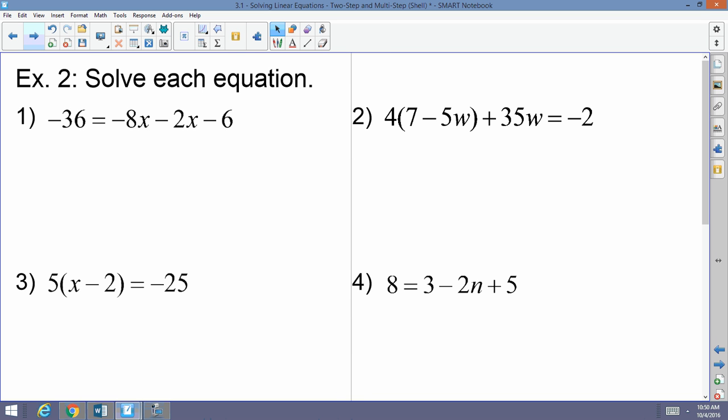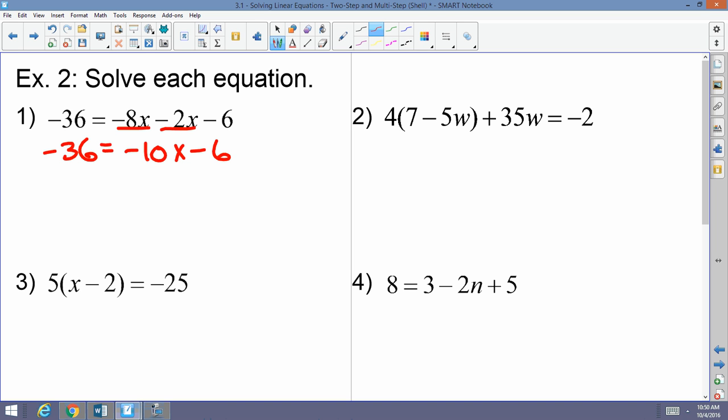Okay, so for number one here, we have negative 36 equals negative 8x minus 2x minus 6. Hey, do I have any distributive properties that I can distribute? Nah, right? Can I combine any like terms on the left or the right side? Yeah. On the left side, I can't do anything. It's just negative 36. But here on the right side, negative 8x and a negative 2x, when the signs are the same, you add and keep the sign. That's negative 10x minus 6.